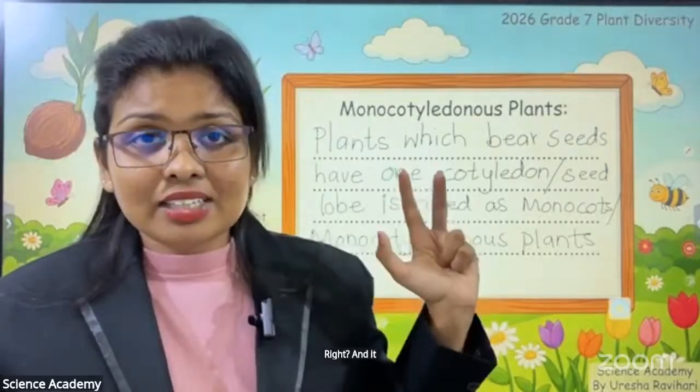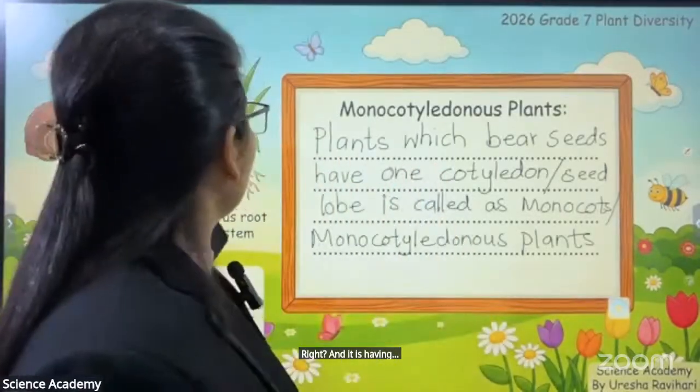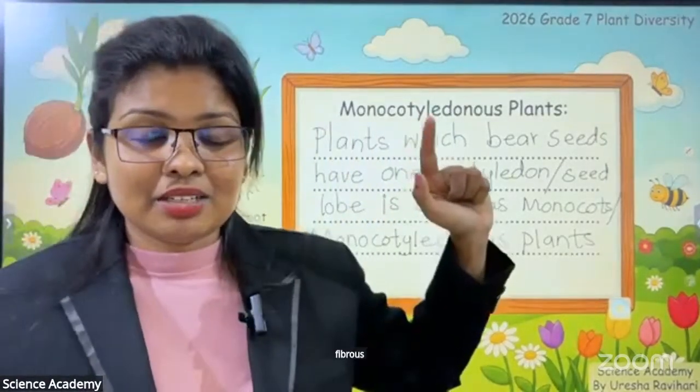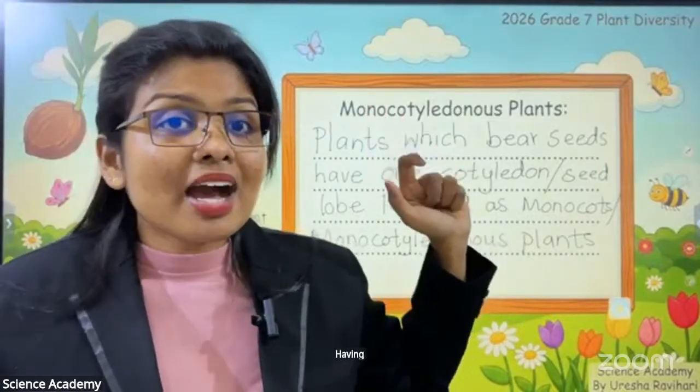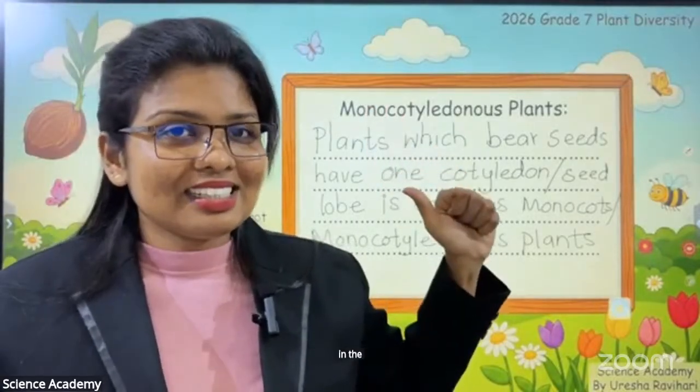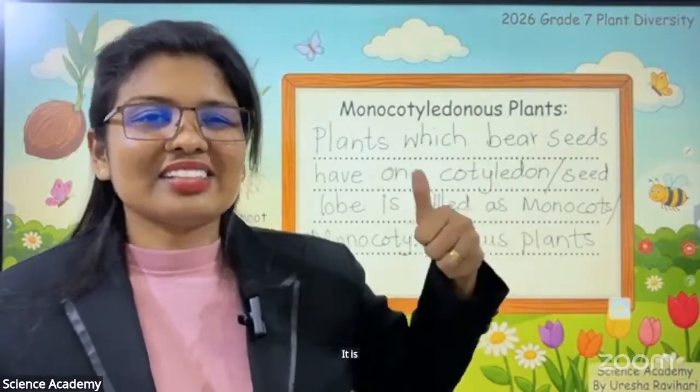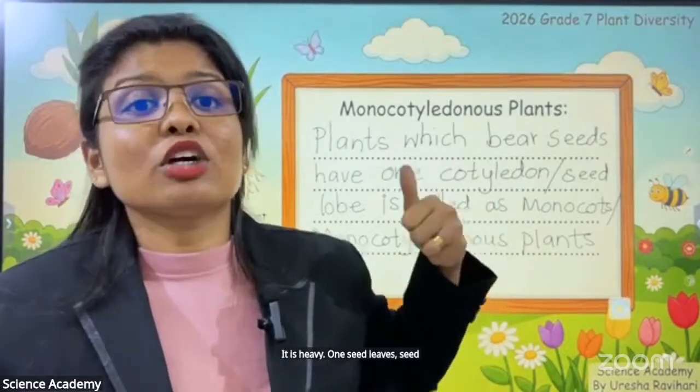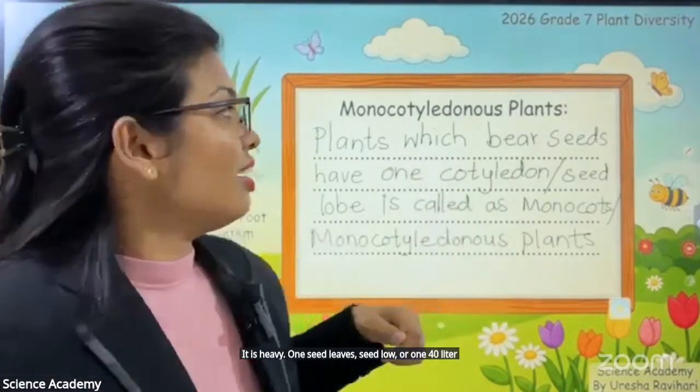If a monocot plant bears a fibrous root system and has three petals of the flower, three or multiple petals, and it has a fibrous root system and an unbranched stem. In the seed, it has one seed leaf, seed lobe, or one cotyledon. Okay, right.